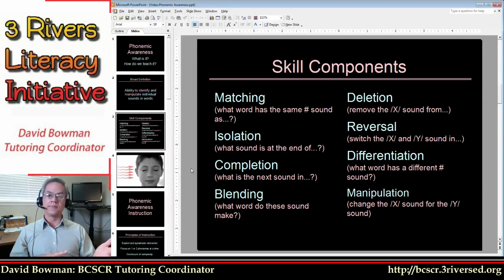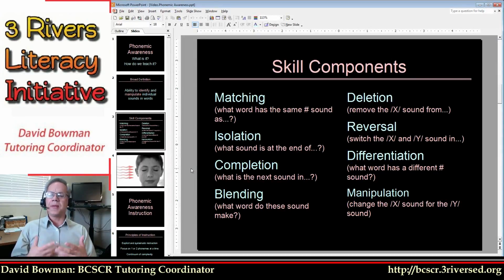Phoneme reversal, another one of the subskills, is basically to take a particular sound and then be able to provide it backwards. So, for example, if I say the sound re, and what do you get if you turn it around backwards? Ear. So forwards and backwards, or reversal.